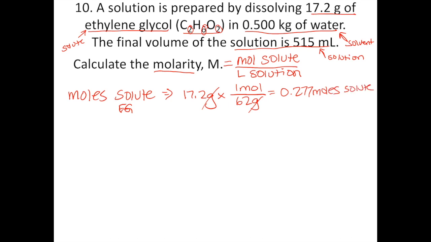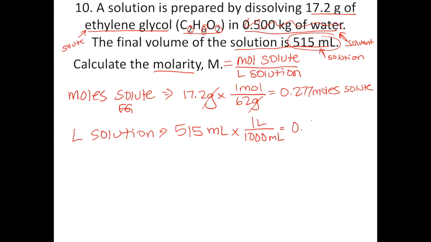Cool. All right, to find the molarity, we need moles over liters of solution. So let's look up in our problem. We do have information about our solvent, but I don't need it. So I don't care about my solvent. What I care about is my solution, and I have a volume right here. So if I need liters of solution, I have 515 milliliters. I have to convert that to liters. I know that I have 1,000 milliliters in 1 liter. So when I do that, I get 0.515 liters of solution.